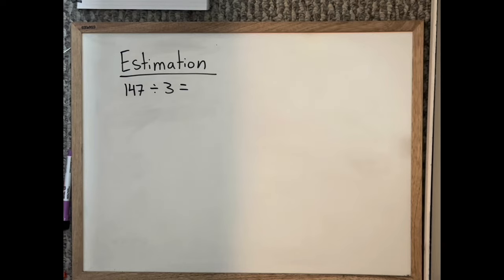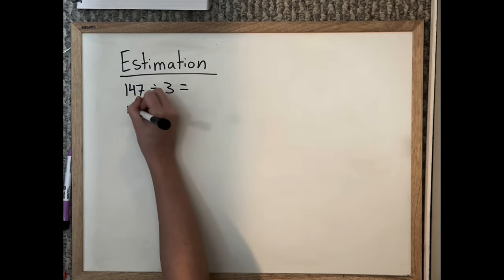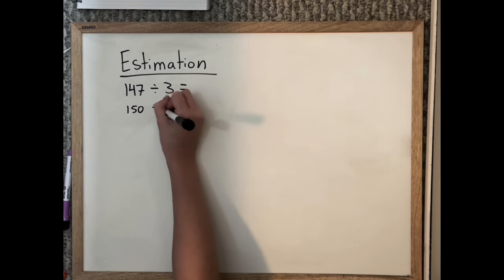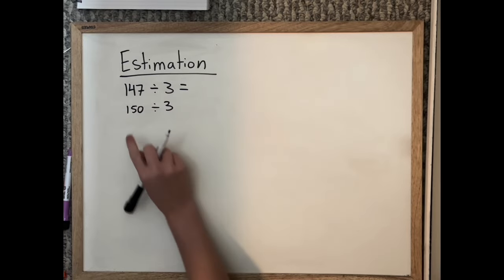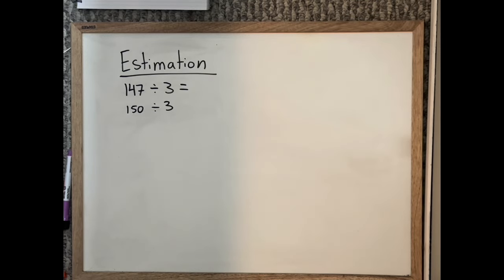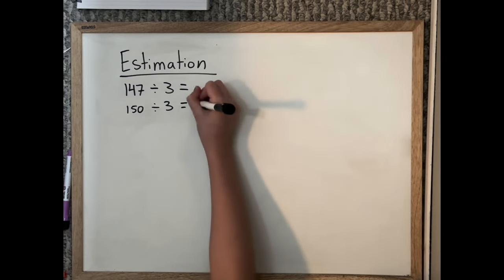So here I have the equation 147 divided by 3. Now 147 can be a hard number to work with, so I want it to end in either a 0 or a 5. Now I'm going to round it up to 150. And I will keep my 3 the same because I know that 15 divided by 3 gives me 5. And if I was to take 150 divided by 3, it would give me 50.